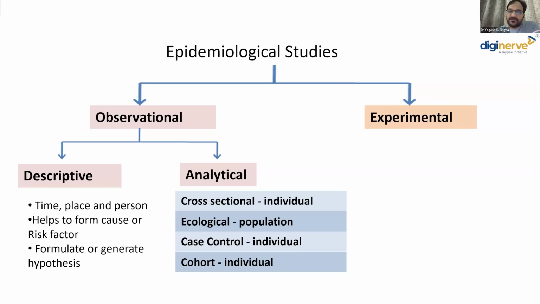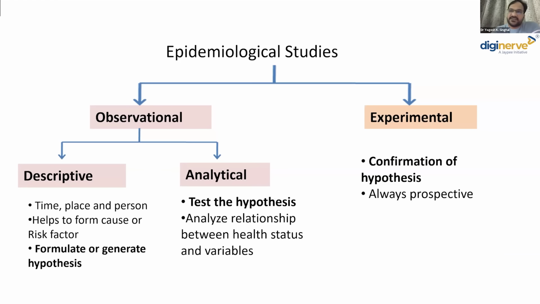Okay. So we will discuss case control and cohort in the later slides of this lecture, this webinar. Now about the experimental studies. In experimental studies, we will confirm the hypothesis, and experimental studies are always prospective. So how is it happening? Suppose there are a few cases of COVID. Okay, we will take the example of COVID because it is very new to us.